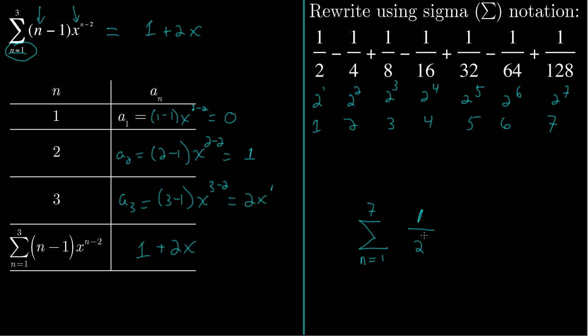If I put an n up here, I will have, when I substitute 1, 1 over 2, which is what I have up here. If I increase my n to 2, I'm going to have 1 over 2 squared, which is what I have in the second term. And if I continue that pattern all the way up to the seventh term, 1 over 2 to the seventh is the last term. The final piece to figure out is the sign. It seems to alternate back and forth between negative and positive, negative and positive.